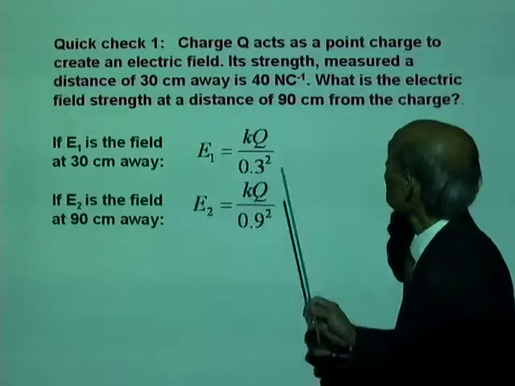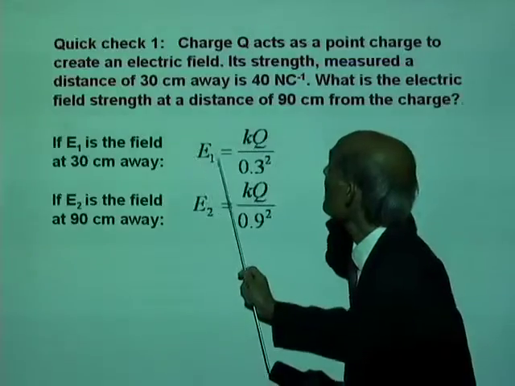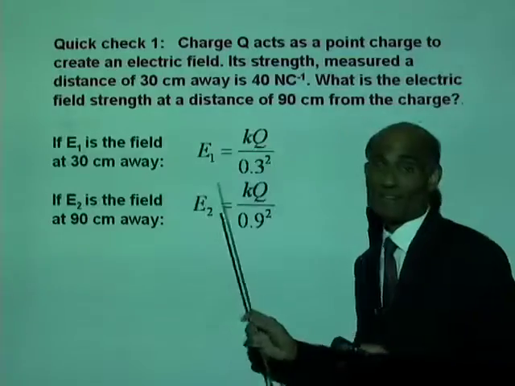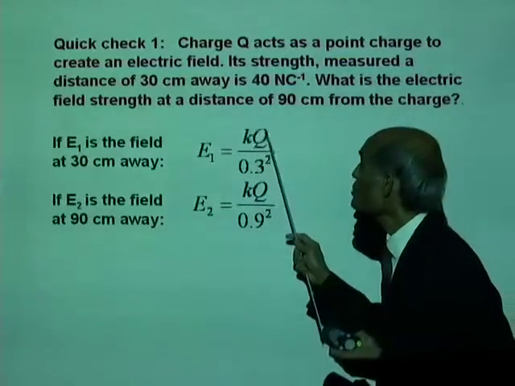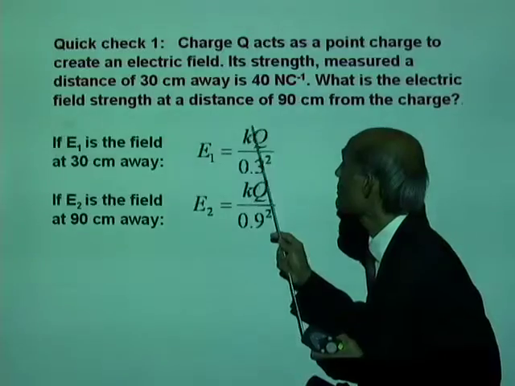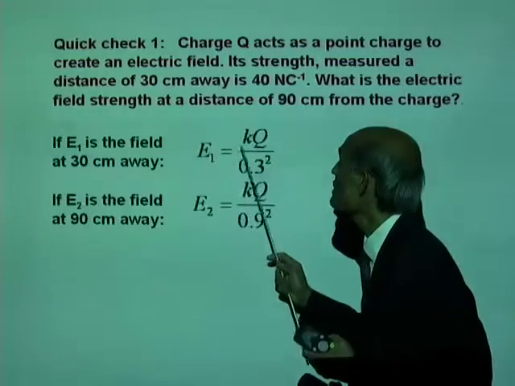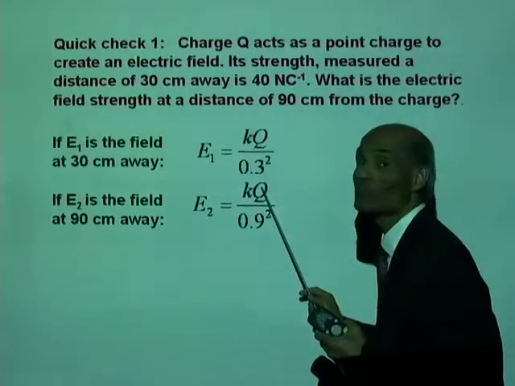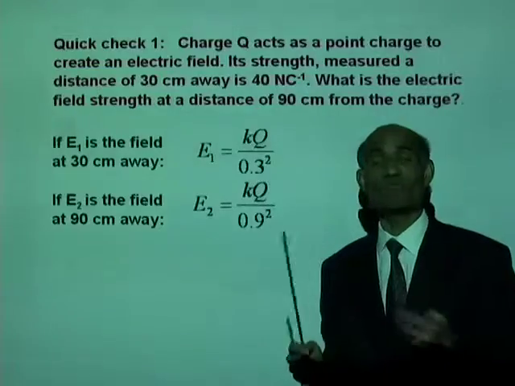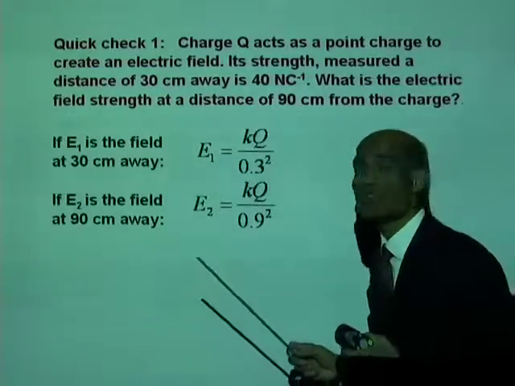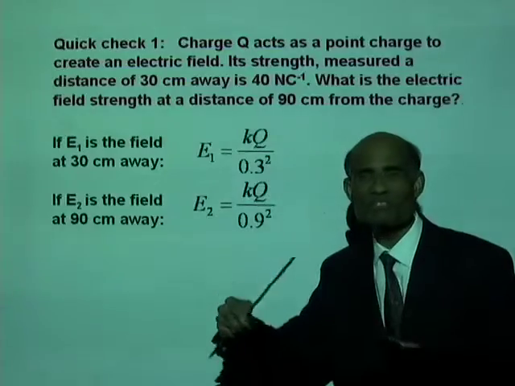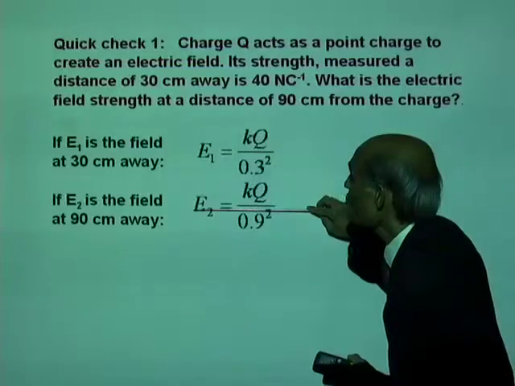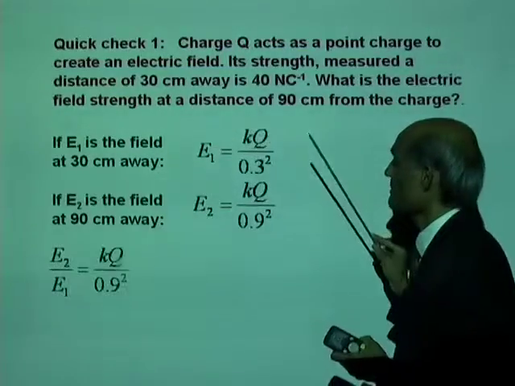Well, what are we supposed to find? We know E1, we need to find E2. Well, you can do it in many ways. You can solve for KQ from there. KQ is E1 times 0.3 squared, and put it here in place of this KQ and calculate that E2. That is one way. Another way I'm going to show you is, because I want you to practice this mathematical manipulation, another way is divide this equation by this equation.